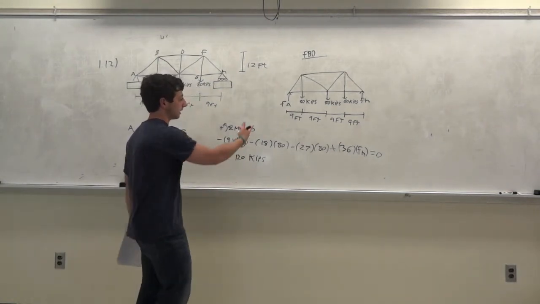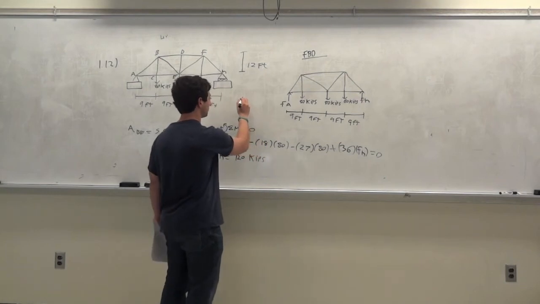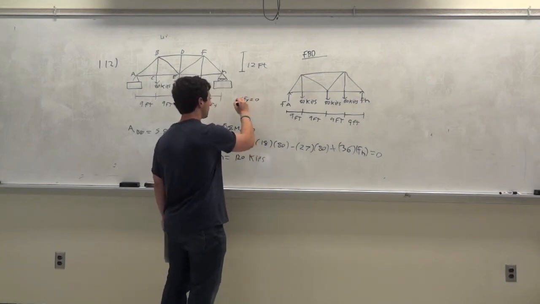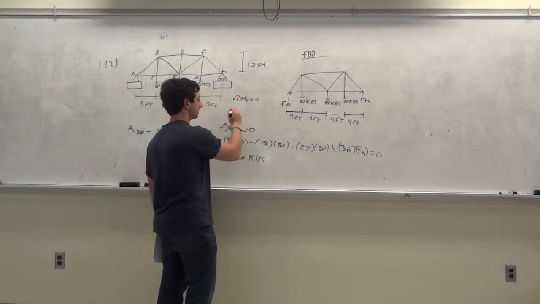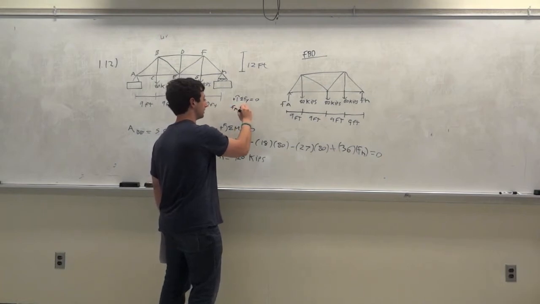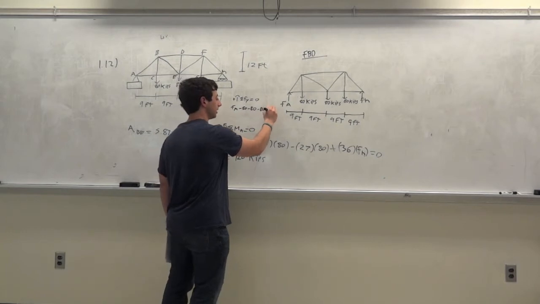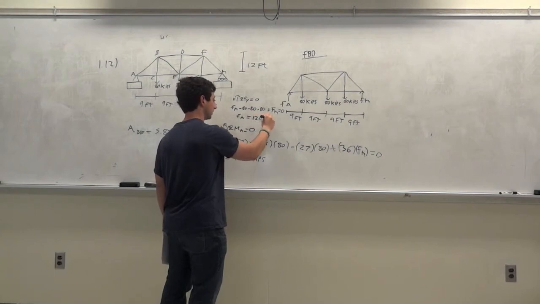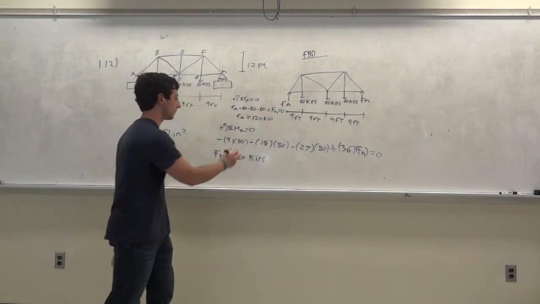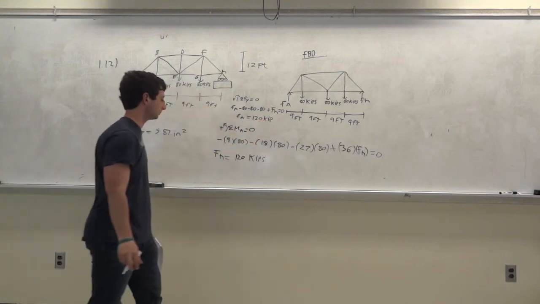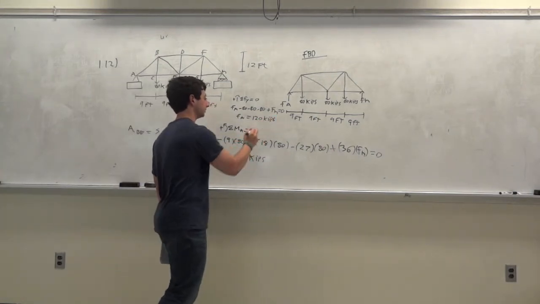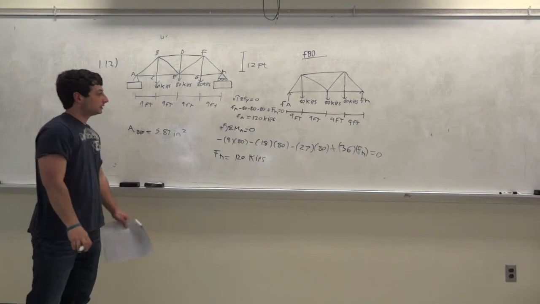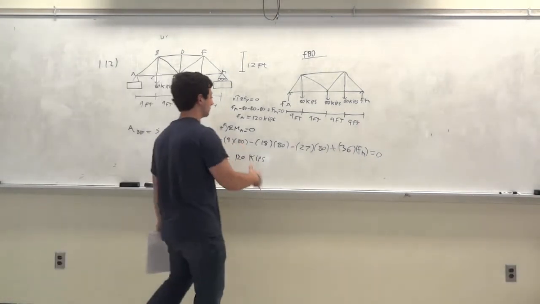Okay, so now we want to get FA. Well, you could just sum the forces in the Y direction. Picking upwards to be positive, you have FA minus 80, minus 80, minus 80, plus FH is equal to 0. So FA is equal to 120 kips. Okay, it's symmetrical. It should be equal. Alright, so we got the reaction force at A.